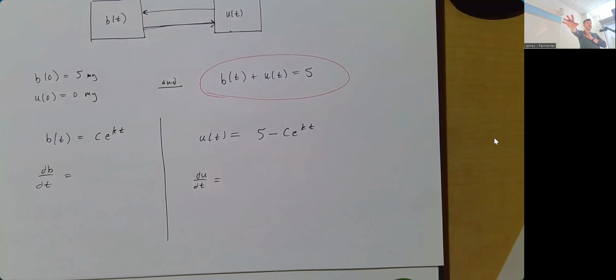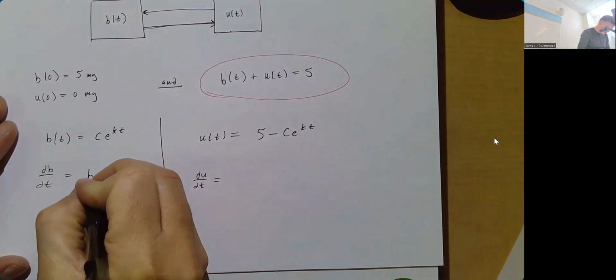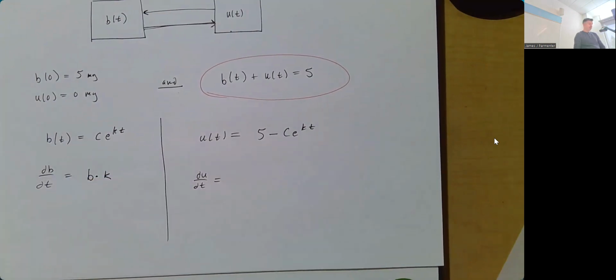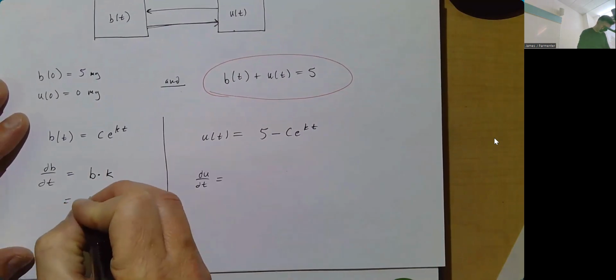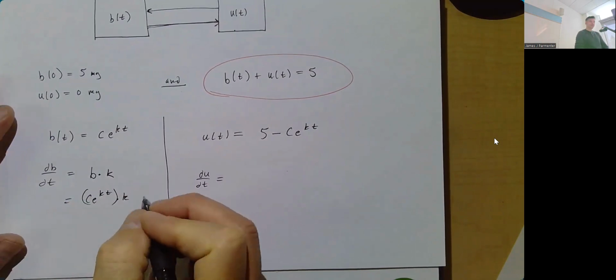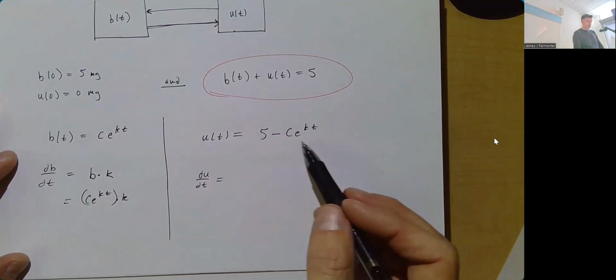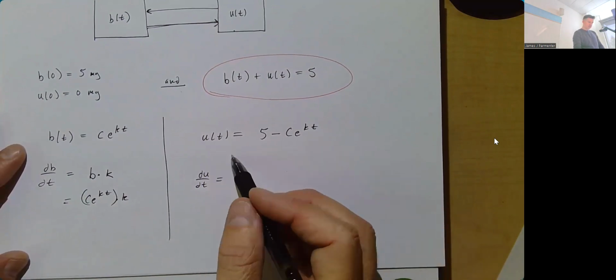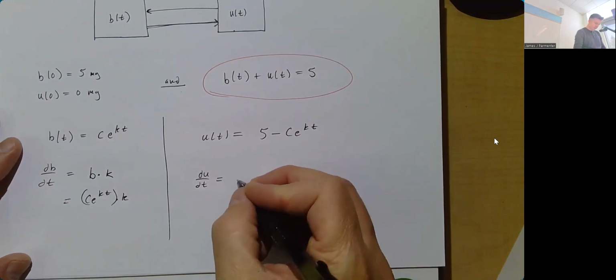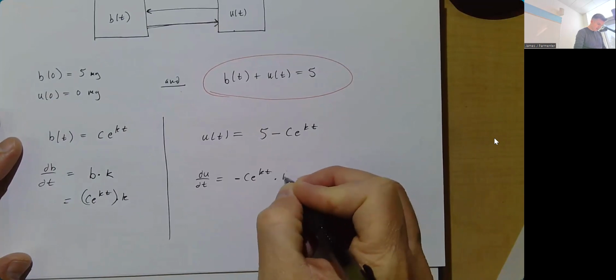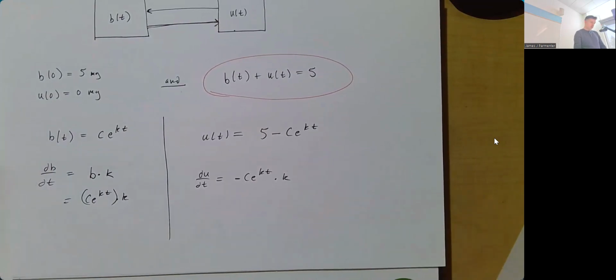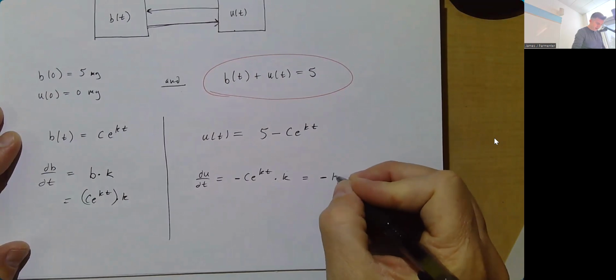It's the whole thing times K. So it looks like dB dt is K times B. We'll talk about K in a second here. But you're totally right, Jocelyn, that it's C e to the kt times K. And then similarly over here, du dt, it's a little bit weirder, but it's going to be negative C e to the kt times K. Which makes sense again, because if the two things add up to a constant, then the derivatives should add up to 0. So that's just going to be negative K times B.